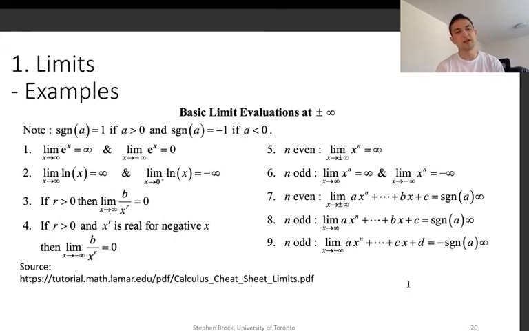So here are some examples of some common limits as x approaches positive or negative infinity. All of these are important, so I would recommend memorizing these. Actually understanding them would be nice too, but as tools for solving questions, I recommend at least memorizing these. And you can find these at this website, this calculus cheat sheet limits. And so yeah, please review these if you do not know them already.